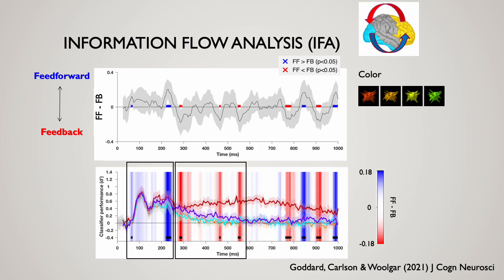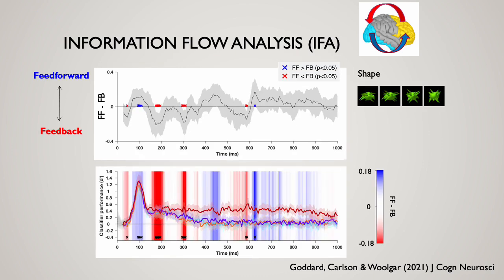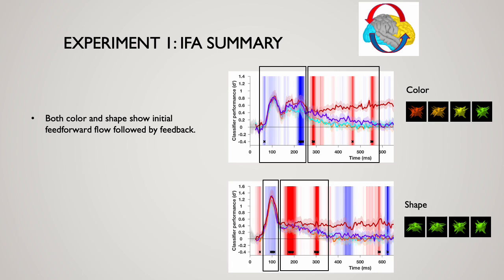I'm now going to show you the same results for decoding of stimulus shape. Now, although these figures look a bit different to those for colour, there are some similar features. There's an initial period of feed forward, followed by a period of feedback. If we look at these together, you can see there's timing differences quite clearly.